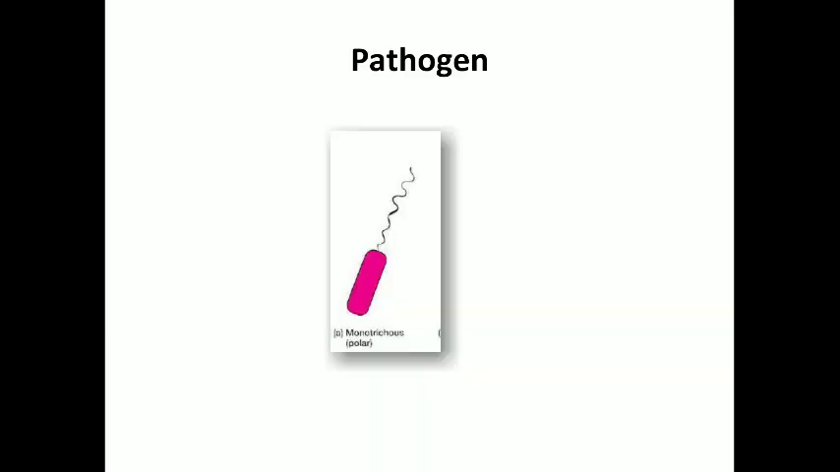Regarding the pathogen, the bacteria is rod shaped and it has a single polar flagellum, so it is called monotrichous, and it is a gram negative bacteria.